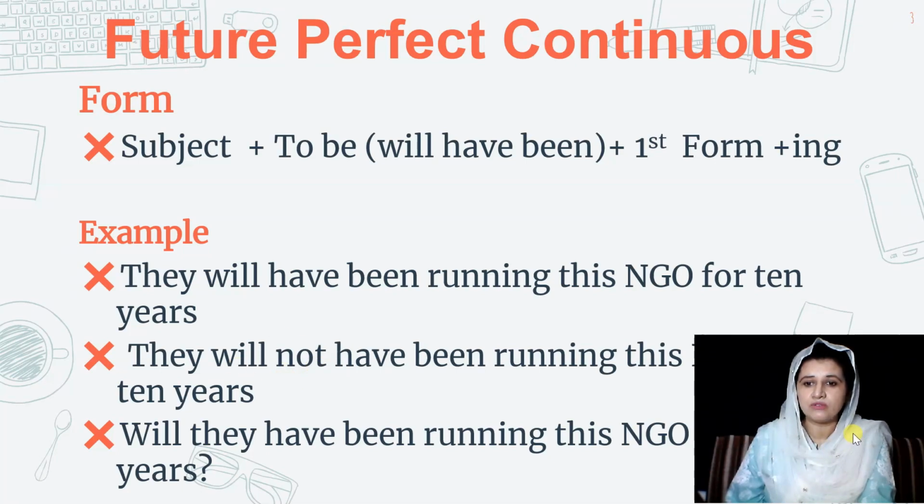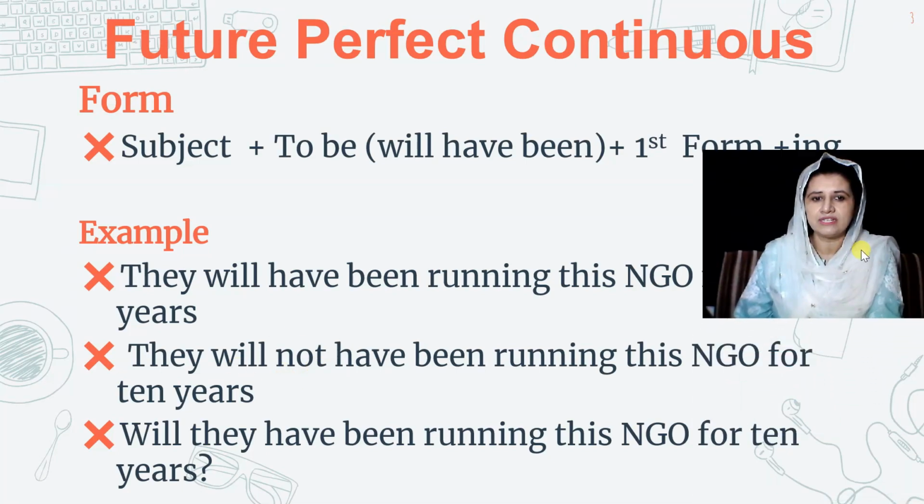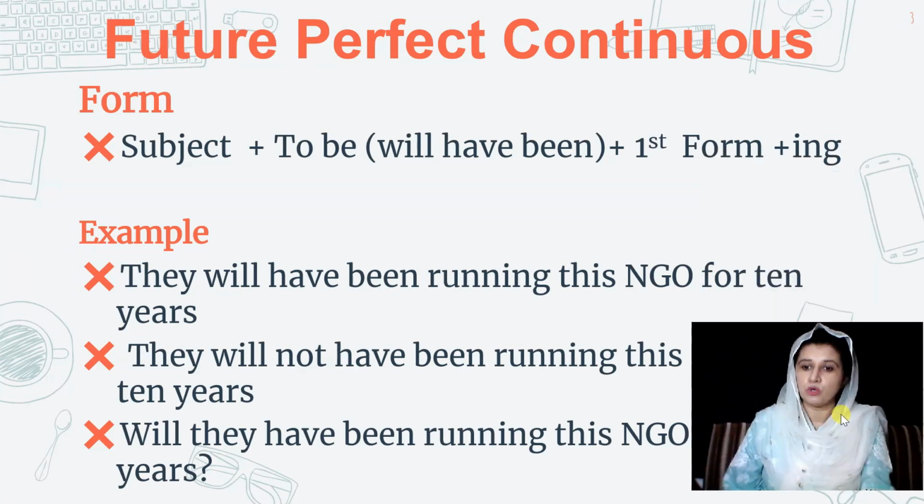If we convert the same sentence into negative, we just add not with will. They will not have been running this NGO for 10 years. And in order to make interrogative, we'll add will in the start. Will they have been running this NGO for 10 years? And I'll explain the structure of this tense later on in more detail.